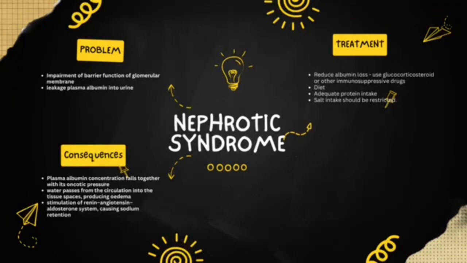Nephrotic syndrome. The problem causing nephrotic syndrome is, firstly, impairment of the barrier function of the glomerular membrane. Next is the leakage of plasma albumin into the urine. As a consequence of these two problems, plasma albumin concentration will fall together with the oncotic pressure. Next, water will pass from the circulation into the tissue spaces, which can cause edema in that tissue. It can also cause stimulation of the renin-angiotensin-aldosterone system, causing sodium retention.